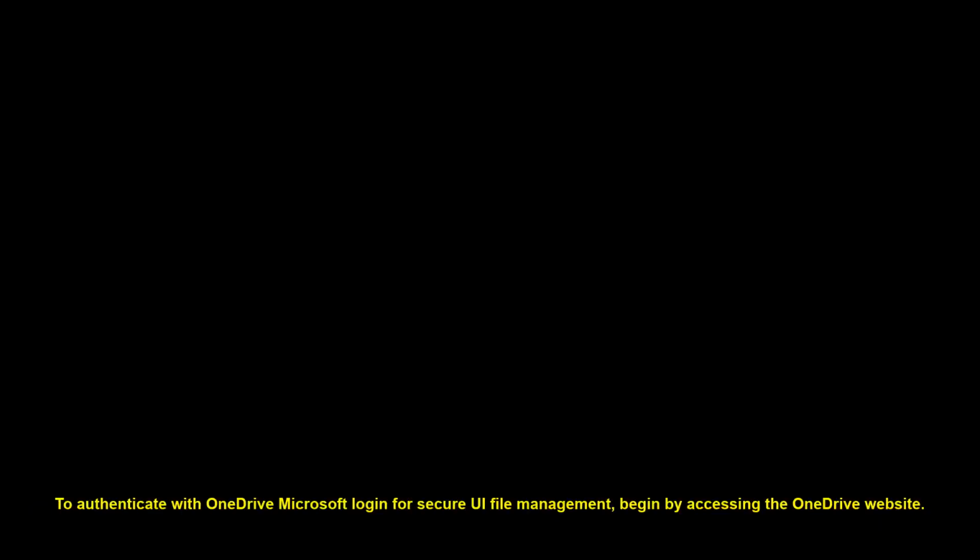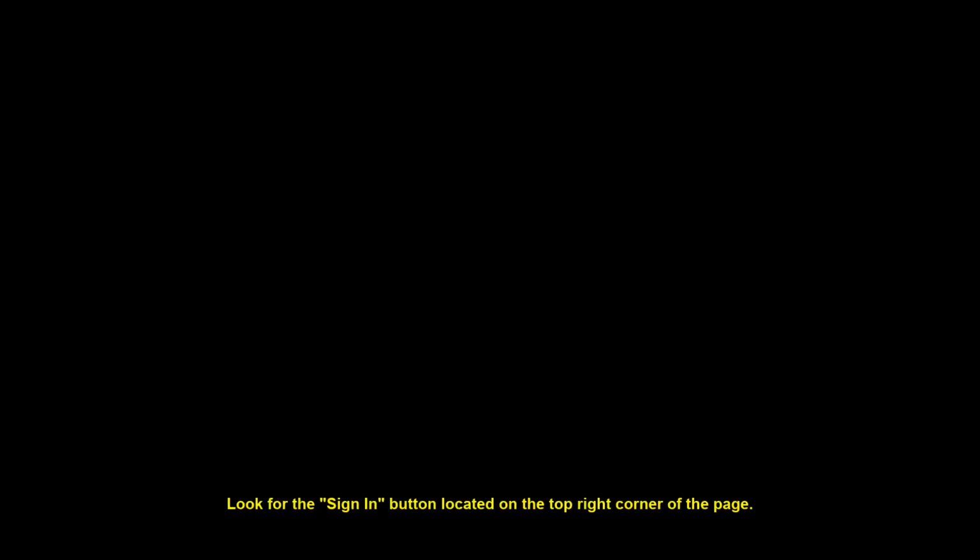To authenticate with OneDrive Microsoft login for secure UI file management, begin by accessing the OneDrive website. Look for the Sign In button located on the top right corner of the page. Click on the Sign In button to proceed to the login screen.